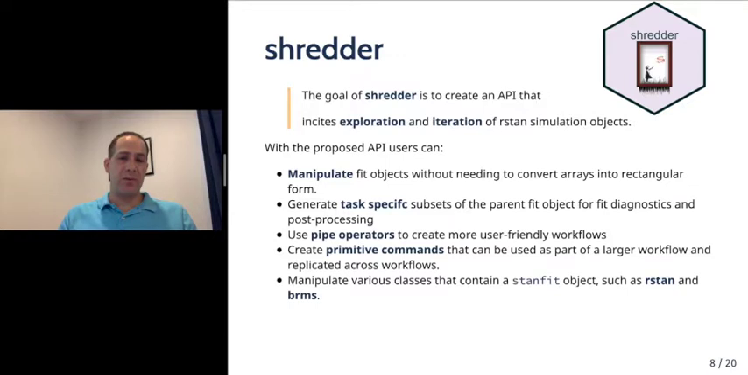Using the pipe operator, we can unfurl different types of objects and then create more human-readable code. And finally, using primitive commands, we can bundle up different functions in Shredder that can be used as part of larger workflows and replicate those across workflows, making it very generalizable. Shredder can be used with rstan and brms at the moment, and can be extended further with different classes, as we'll see.